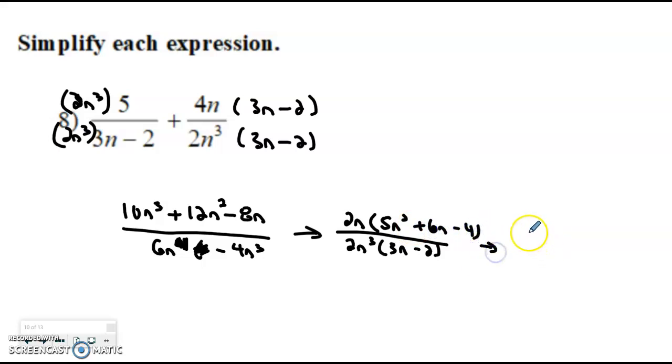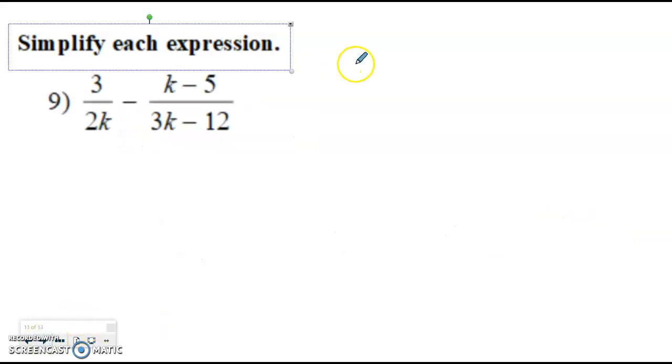So if I wanted to simplify it, you would end up with, well, the 2's cancel, and the n cancels one of the n cubed. So I have n squared on the denominator, 3n minus 2. And that's going to be 5n squared plus 6n minus 4. All right. Now let's just look at this last one.